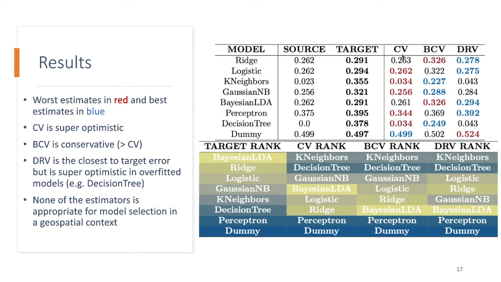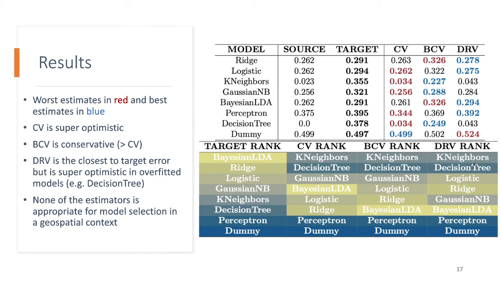The first thing we notice is that the cross-validation method estimates errors that are super optimistic. And so this red color indicates that these numbers are far away from the target column. And the blue color indicates the methods that get estimates of error that are closer to the target error. We see that the block cross-validation estimates are conservative. They're always higher than the cross-validation because of the blocking mechanism.